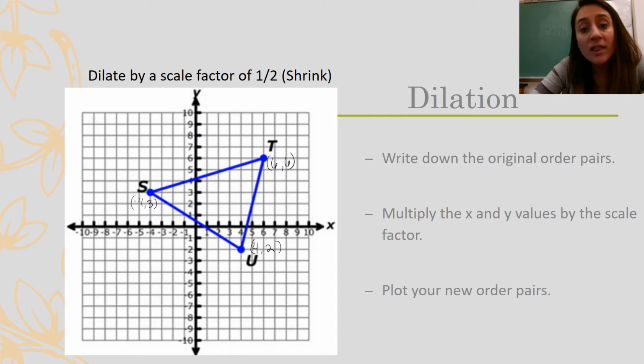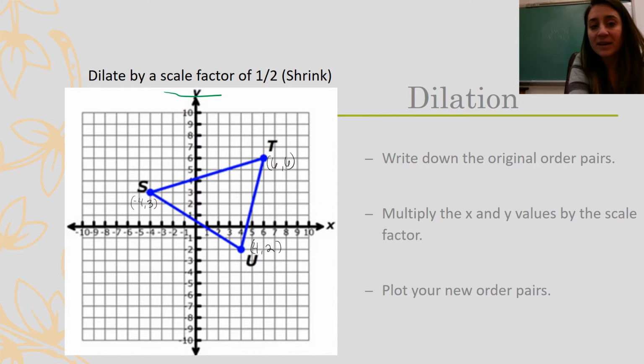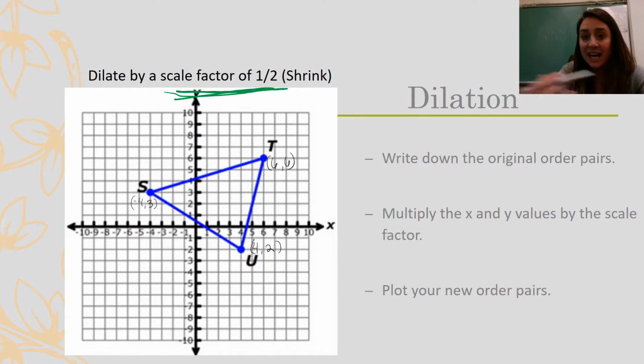Alright, so let's look at this second dilation. This time I know our dilation is going to shrink because check it out, my scale factor is smaller than 1. It's 1/2, meaning it's actually going to be 1/2 the size. A dilation is the only transformation that's going to make an image bigger or smaller, change the side lengths, change the area, the perimeter. It's the only one that's going to change anything.